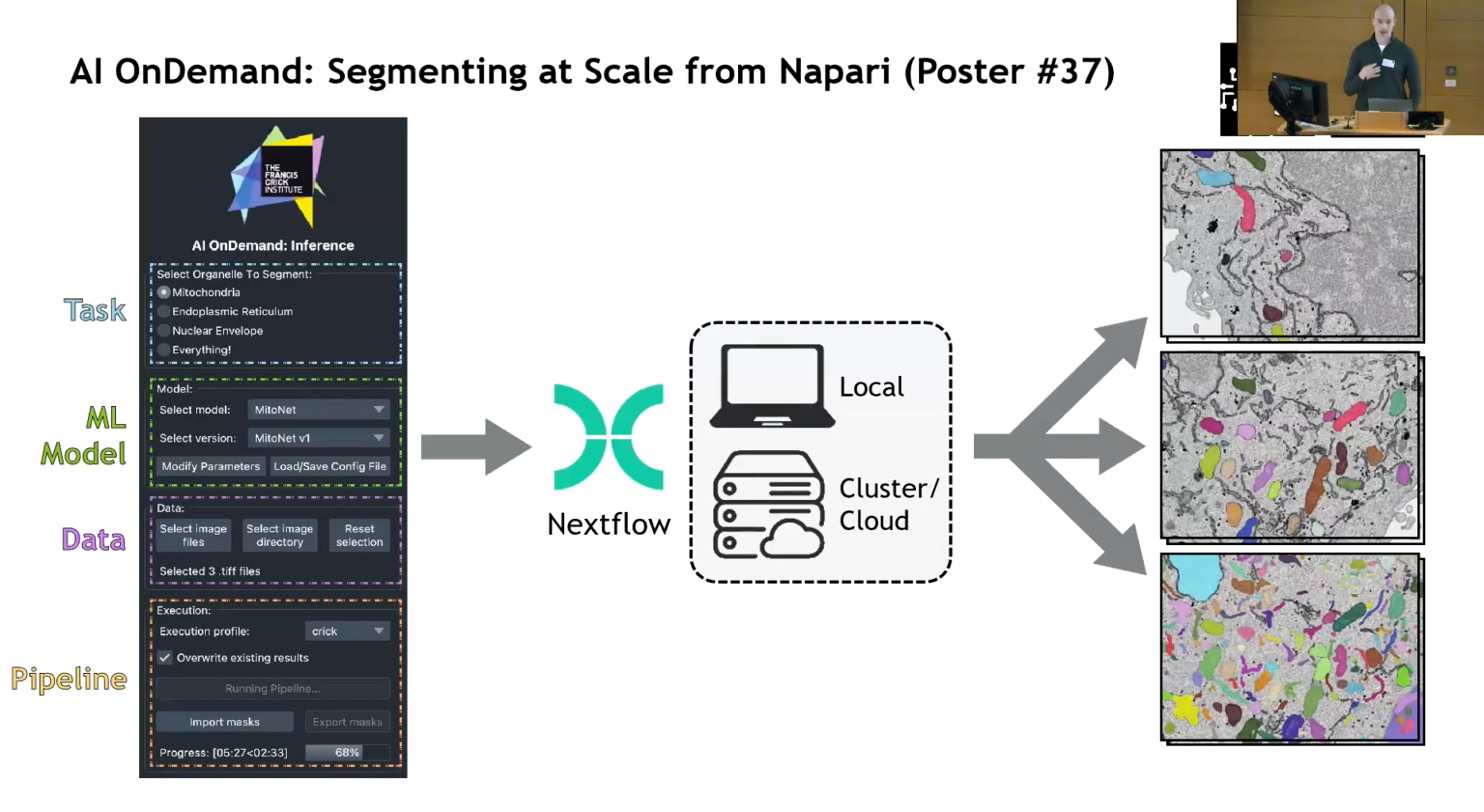Currently, we have a couple of internally developed UNet-based models, as well as MitoNet and Segment Anything, but hopefully we'll expand more models in the future.